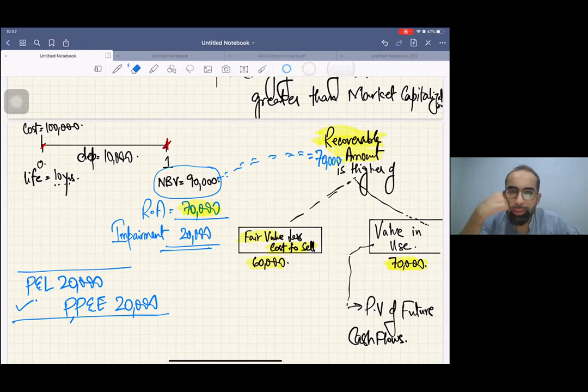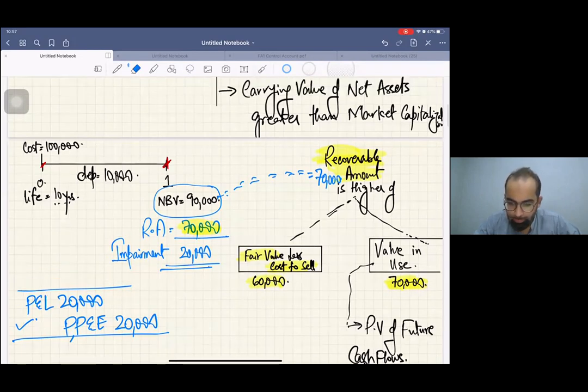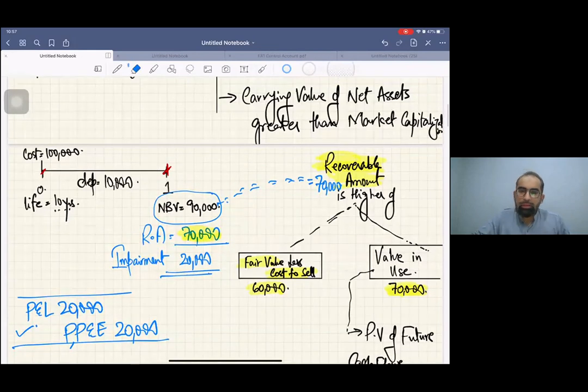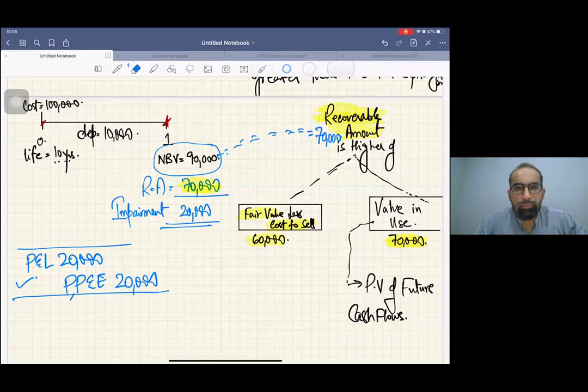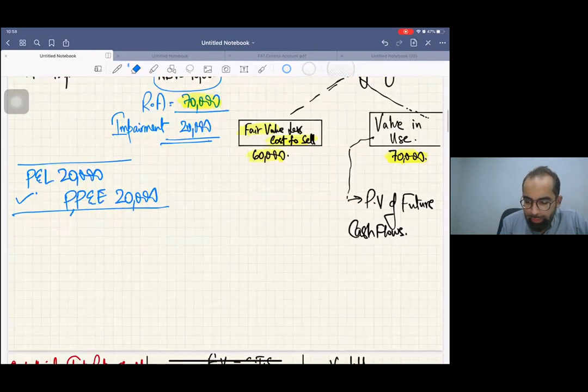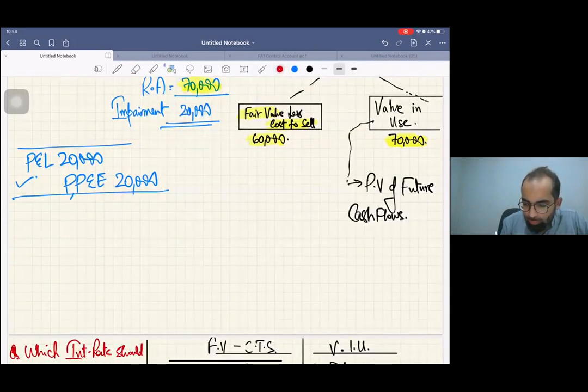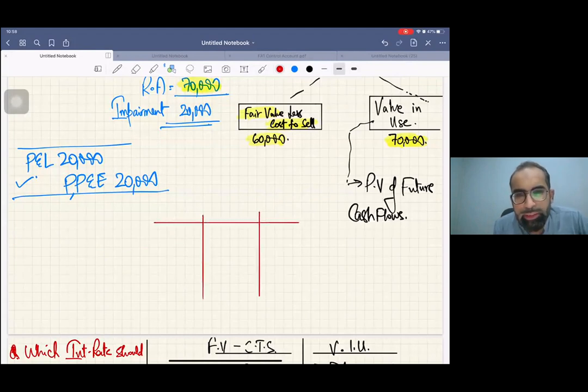Now, look here. I'm going to change some numbers so that you can understand the detailed theory lecture. I have to teach all theoretical things as well. Now, let us say, look at the screen, the value in use is 70,000. Okay, now what is value in use? Can you tell me? I just told you orally. The value in use means future cash flows.